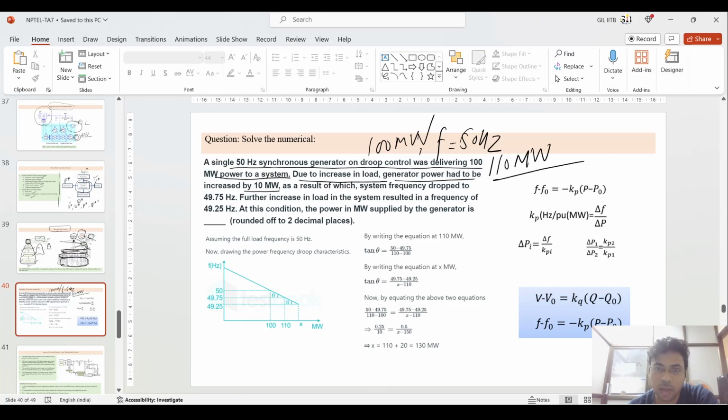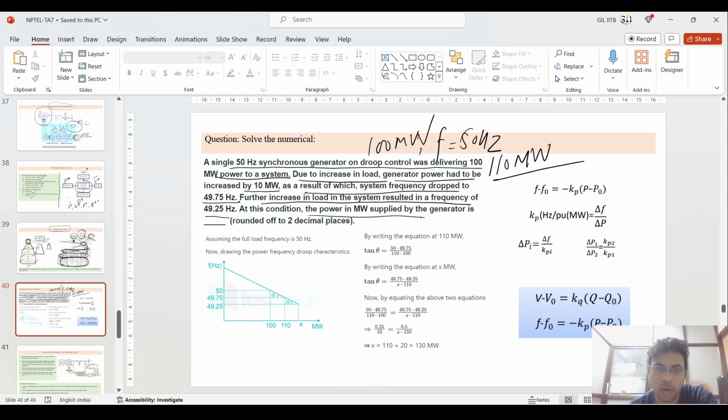At that point, the resulting frequency dropped to 49.75. So a further increase in load in the system resulted in the frequency dropping to 49.25. Suppose you want to increase further, then at this condition the frequency drops to 49.25.